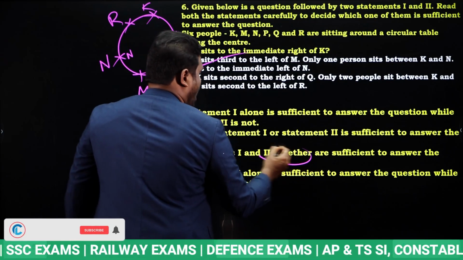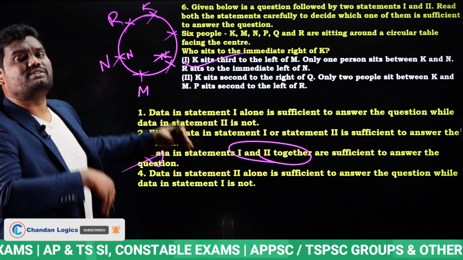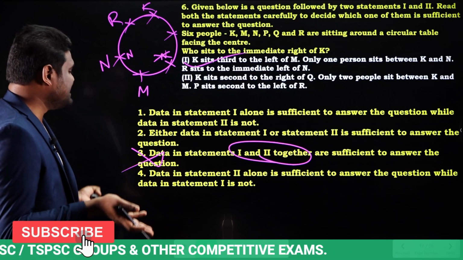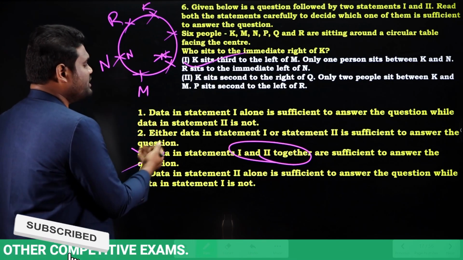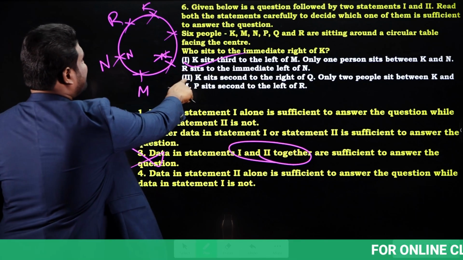Yes. So using statement 1 alone, I am going to get the answer, which means option 3 is the wrong answer. Why? Option 3 means 1 and 2 together. But actually if you observe here, using 1 alone, I already got the answer. Yes or no? That is the reason option 3 is going to be a wrong answer. Okay.